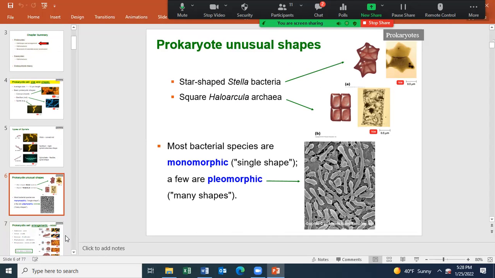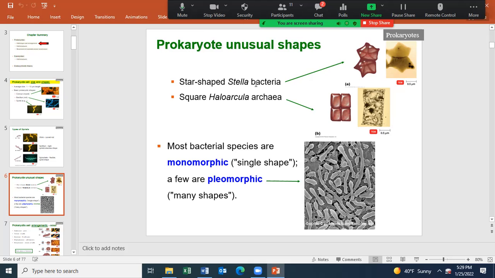There are some unusual shapes, like there's a star-shaped Stella bacteria, and then there's a square Haloarcula archaea, which actually looks a little more rectangular to me than square, but these unusual shapes of bacteria are very rare. Most prokaryotes are coccus, bacillus, or spirals.